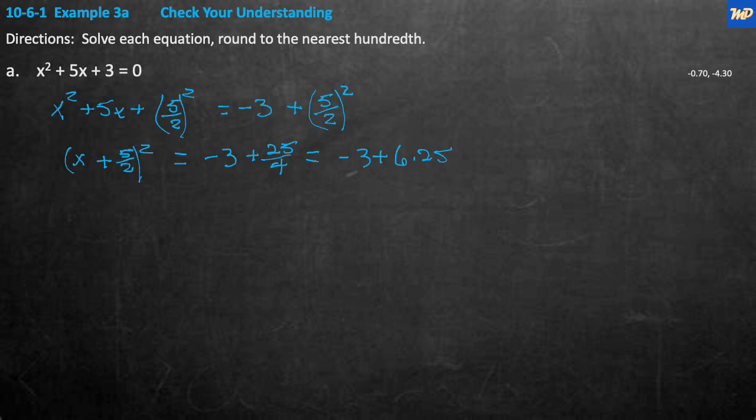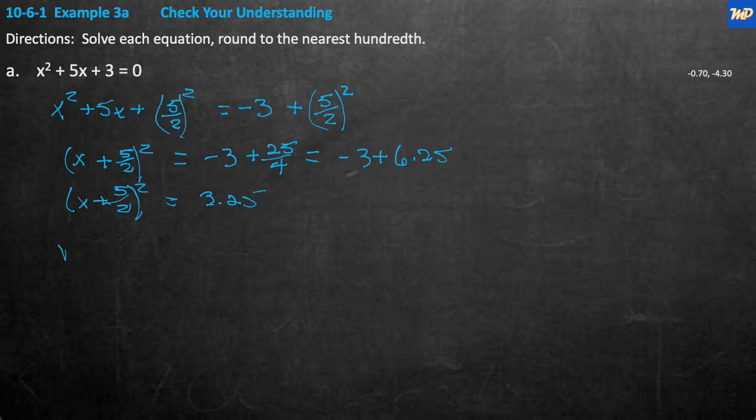So now we're going to have the 6.25 minus the 3 at this point. So I'm going to rewrite the whole line here. It's going to be the quantity x plus 5 halves squared is equal to 6.25 minus 3, which is 3.25. Okay, now we have to take the square root of both sides.